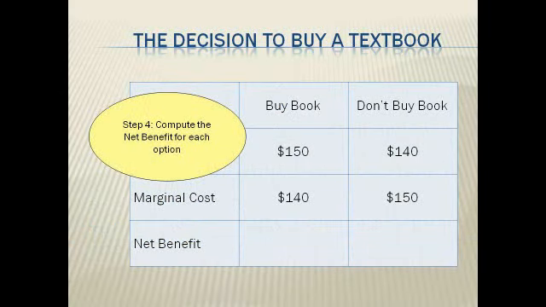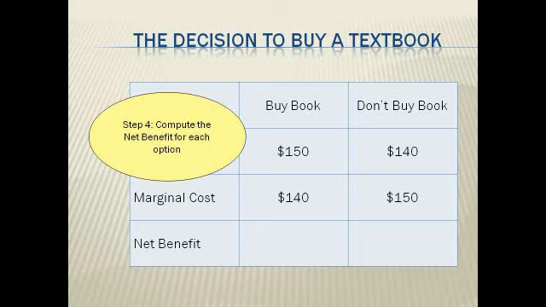Now let's turn to the fourth and final step of building utility tables, computing the net benefit for each alternative in our table. This step is by far the easiest of all the four steps in the process. The net benefit from an action is always the difference between the marginal utility and the marginal cost.